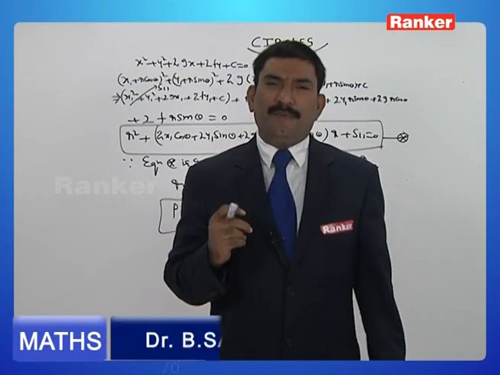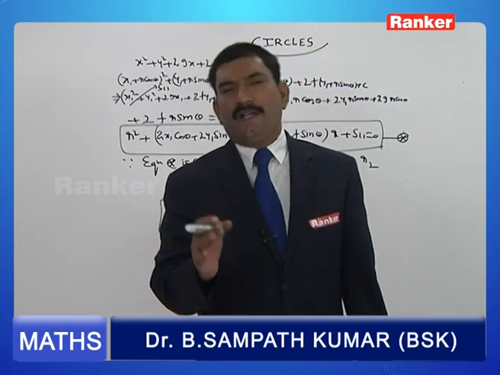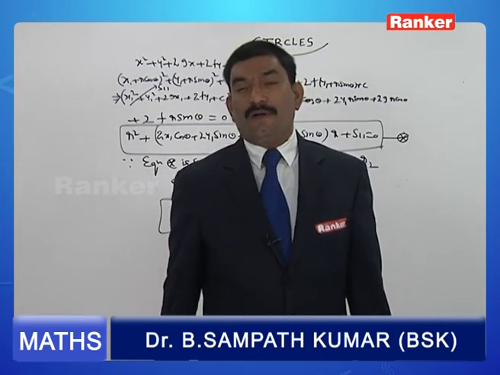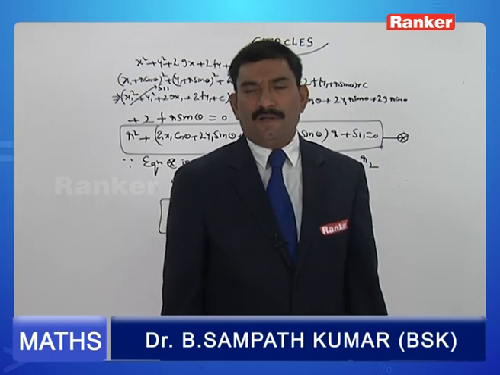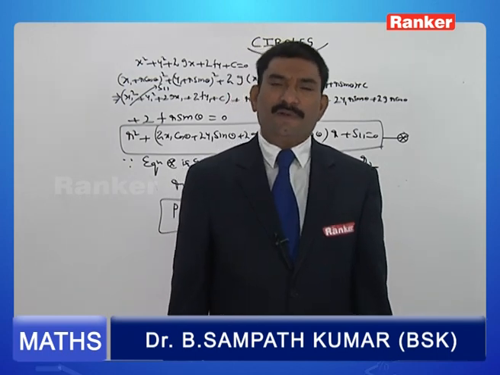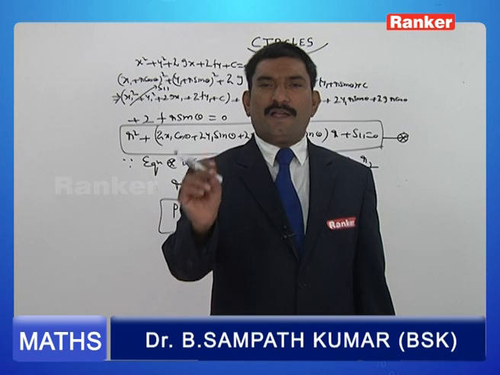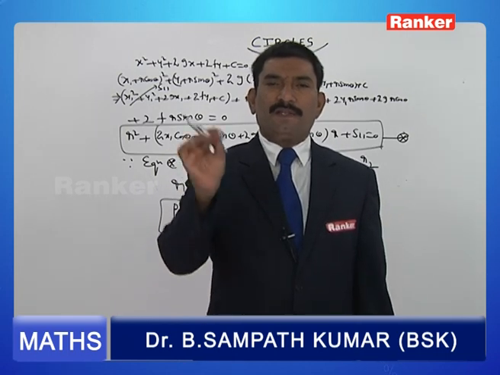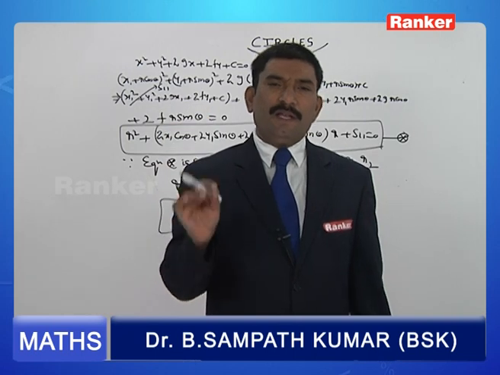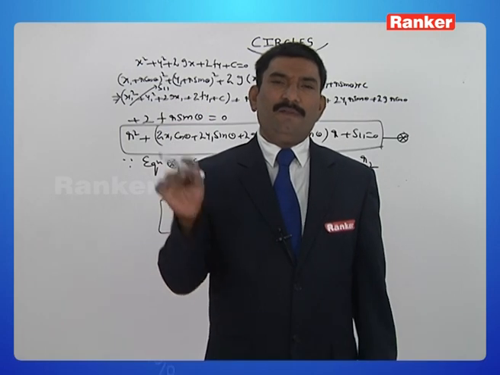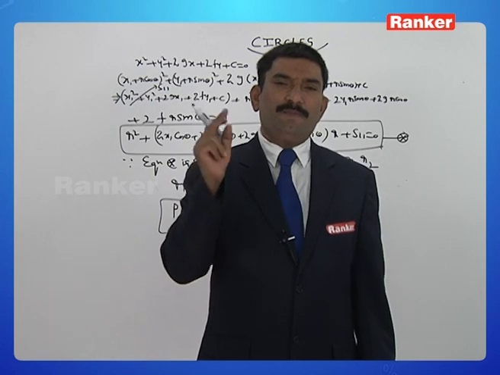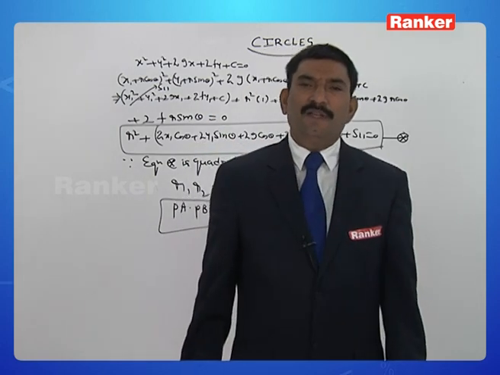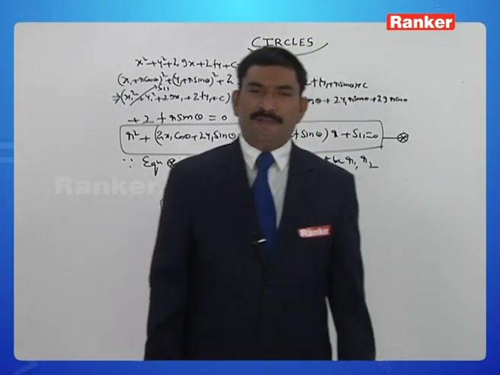The power of a point can also be defined as a what? Product of the algebraic distances. Therefore, hereafter, the secant line through the point P of x1 comma y1 meets a circle in A and B, then the power of the point P with respect to circle is defined as PA into PB is equal to what? S11. Yes.